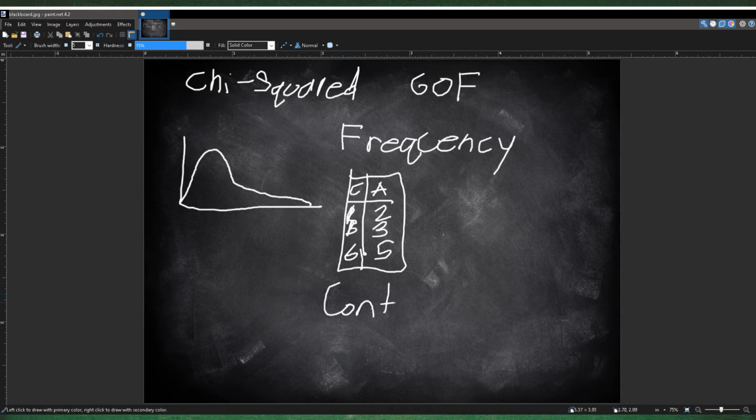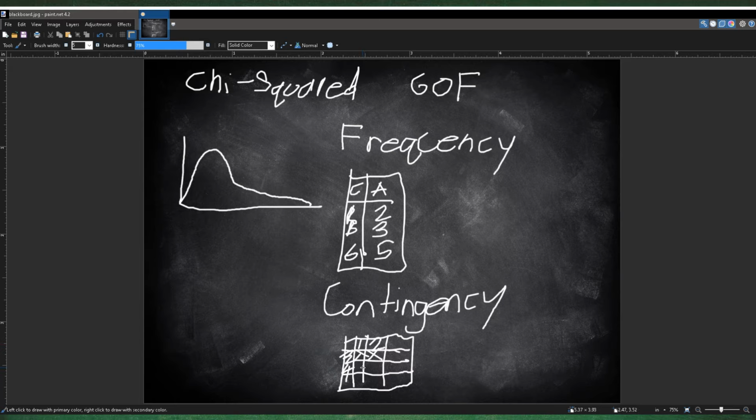For contingency, it's basically like we have something like this. You have yes, and you have variable 1, variable 2, variable 3, and variable 4, and then you have four numbers in here, right? So it's a 2 by 2, while this frequency table is just one number, right? So when you see a frequency table, you're gonna use a chi-square goodness of fit, basically.